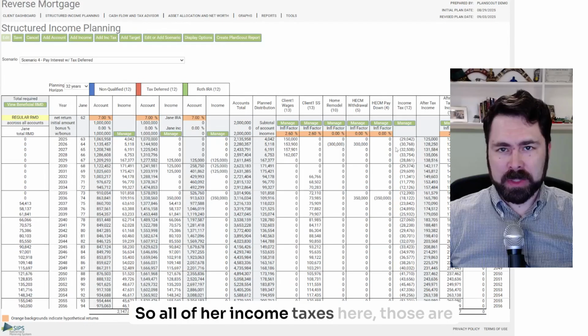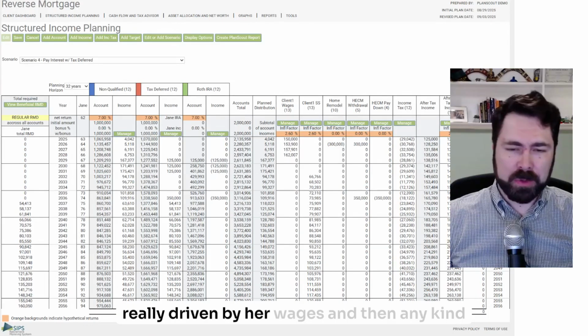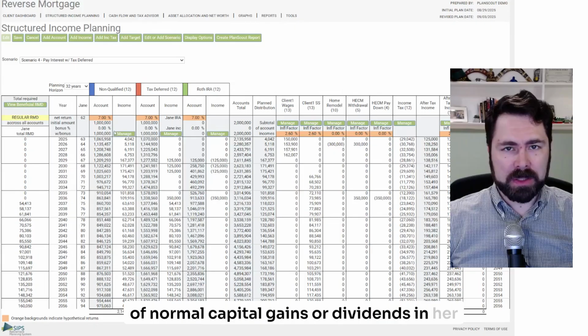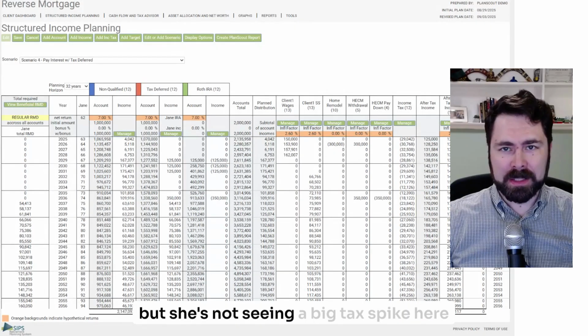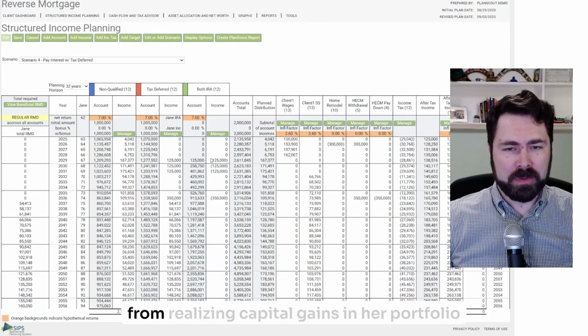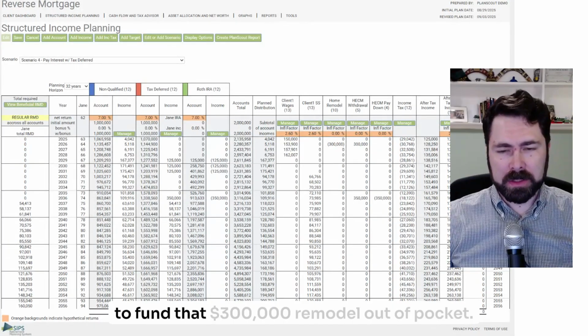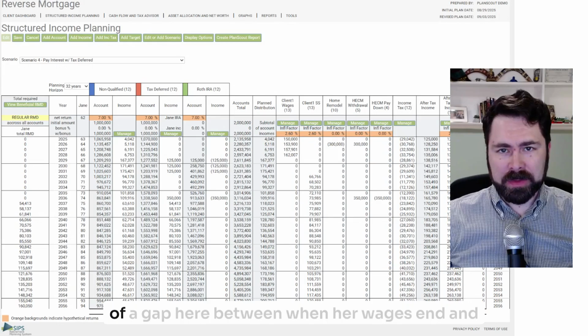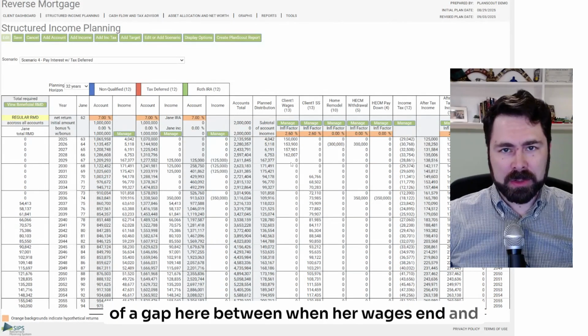So all of her income taxes here are really driven by her wages and then any kind of normal capital gains or dividends in her non-qualified portfolio. But she's not seeing a big tax spike here from realizing capital gains in her portfolio to fund a $300,000 remodel out of pocket. Then once she retires, she's got a little bit of a gap here between when her wages end and Social Security begins.